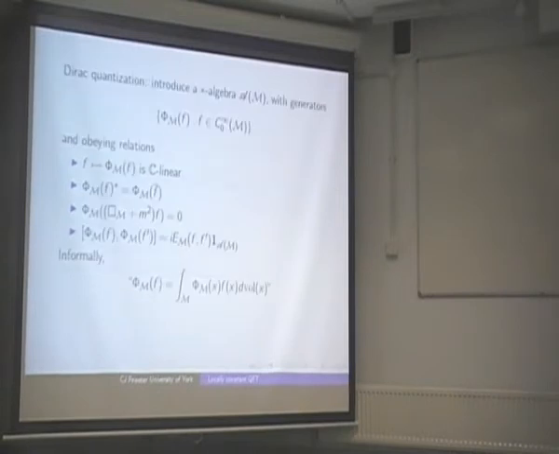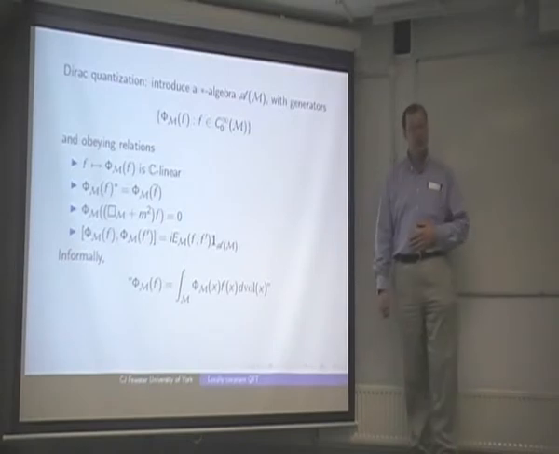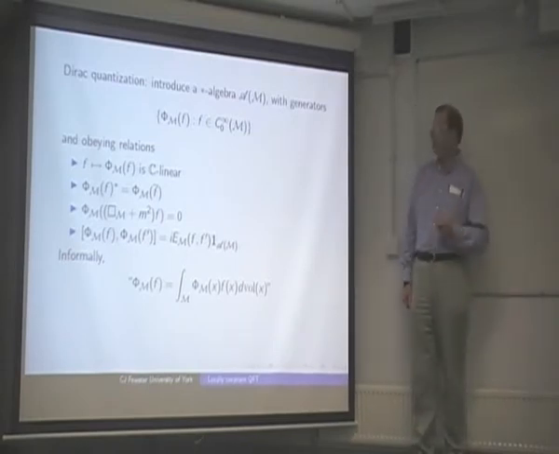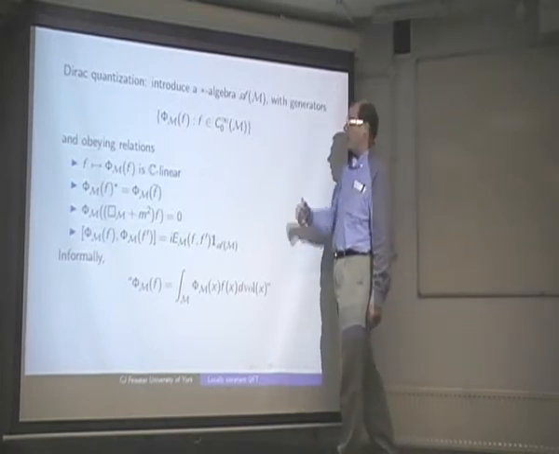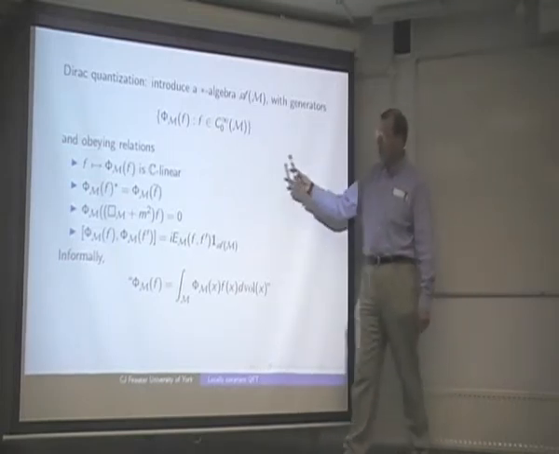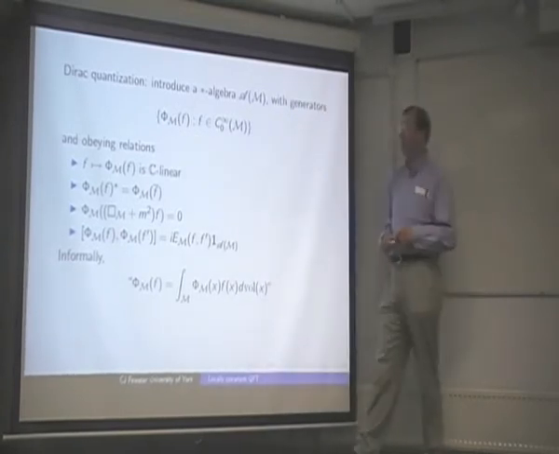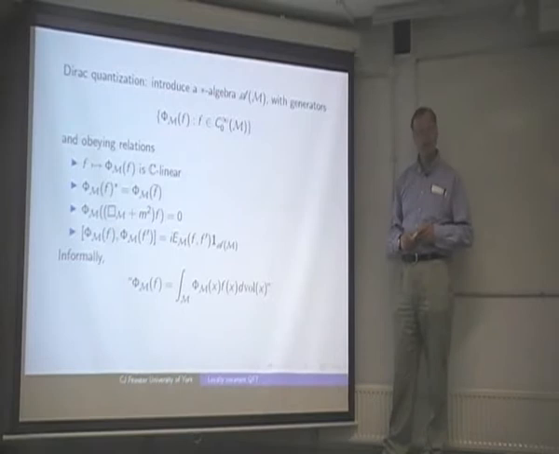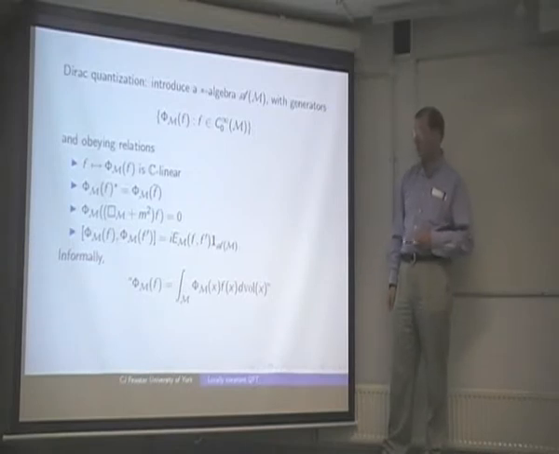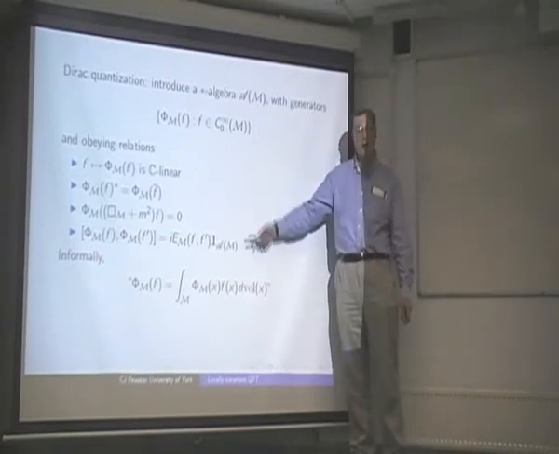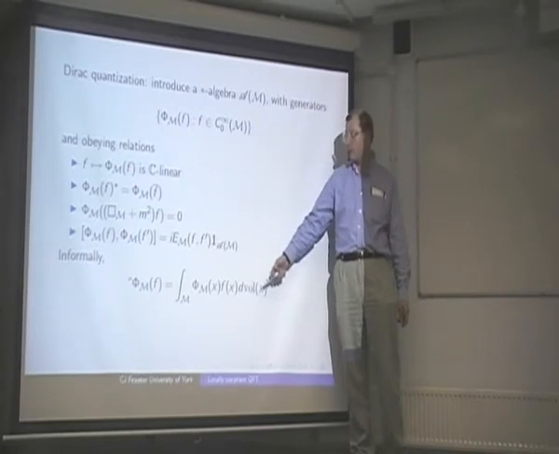Now, Dirac told us how to quantize systems. And it's fine as far as it goes. You can get it to work a little bit, but that's enough for us. We're going to introduce a star algebra. It's going to be generated by some elements of the algebra, phi sub m of f. They're labelled by the test functions, and these are the quantizations of those classical observables from the previous transparency. So the relations can be read straight off from what happens in the classical.